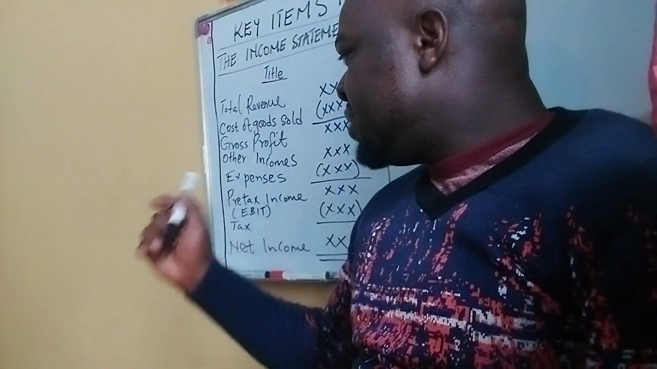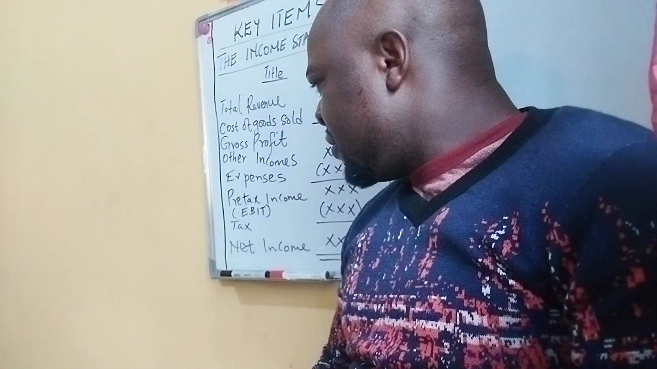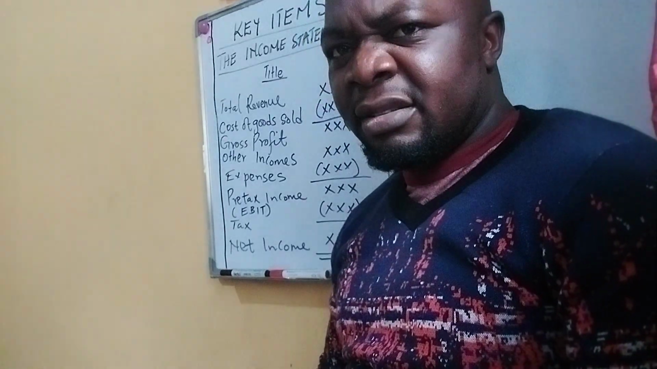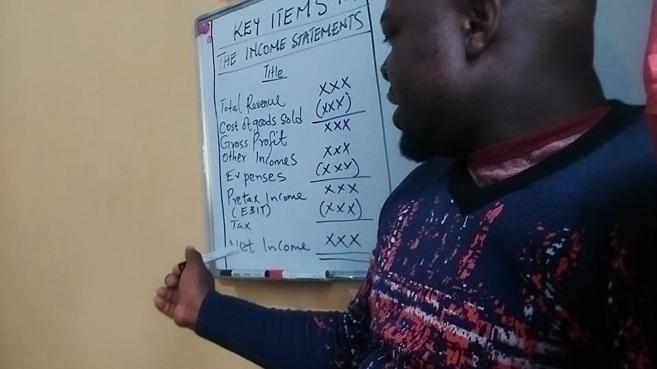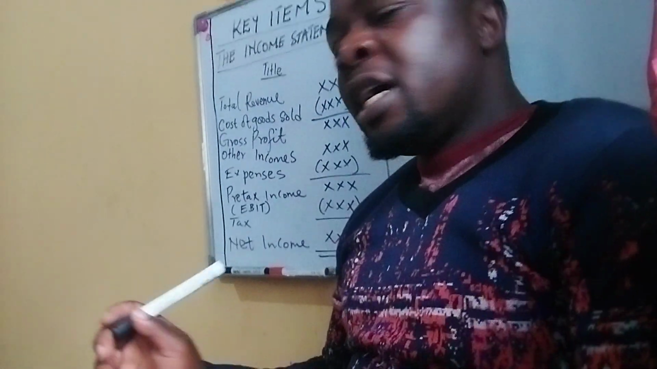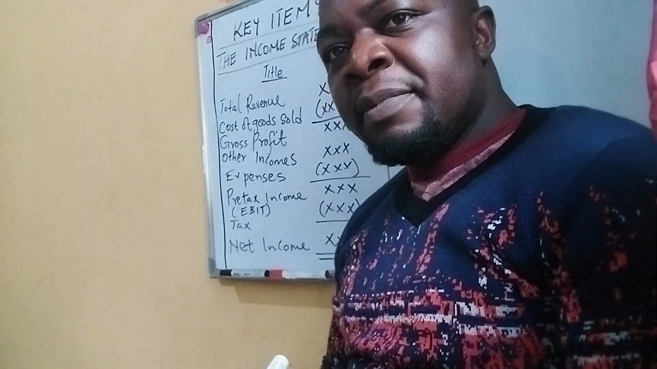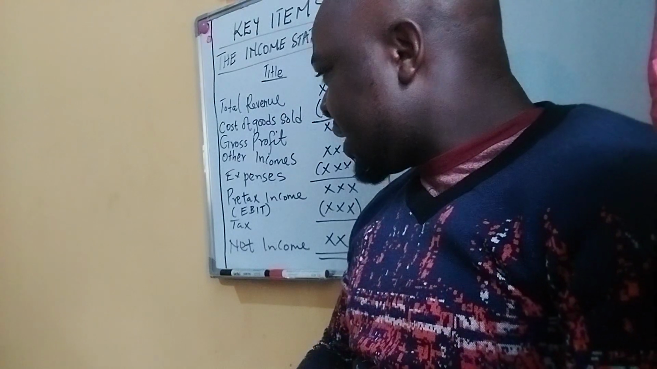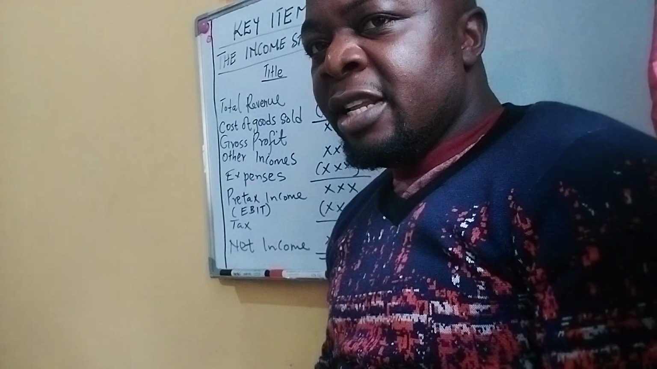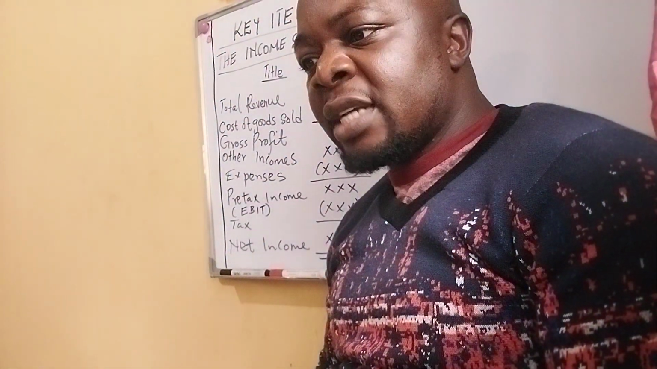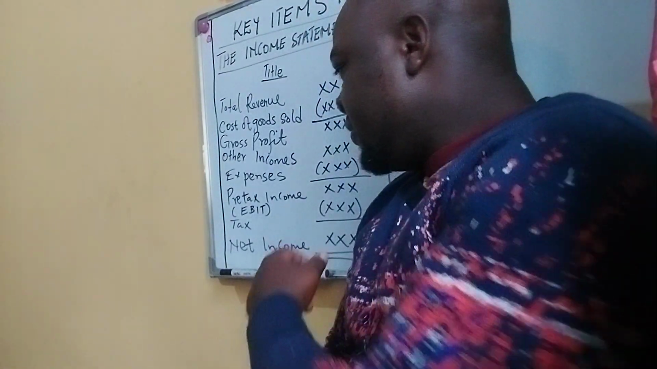Then what we have is the pre-tax income. Pre-tax income, we can also refer to it as earning before interest and tax. So in that case, if there is any interest payment, we are going to subtract it from the pre-tax income, and then after subtracting interest payment, we have the tax. In most cases, we are talking about corporation tax. So corporation tax is subtracted so as to give us the net income.